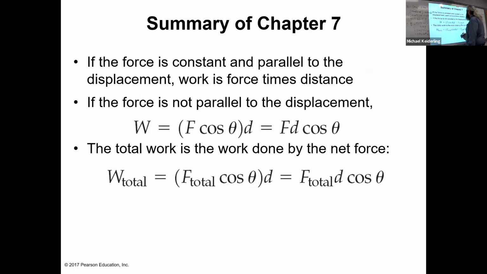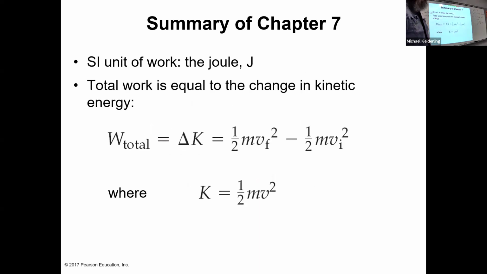So, work is force times distance times cosine theta. If the force is constant and parallel to the displacement, work is force times distance. Total work is the work done by the net force. It's also the sum of all the works done by the individual forces. So sometimes it can be easier to do one, sometimes it can be easier to do the other. The SI unit of work is the joule. That is a kilogram meter squared per second squared, or newton meter.